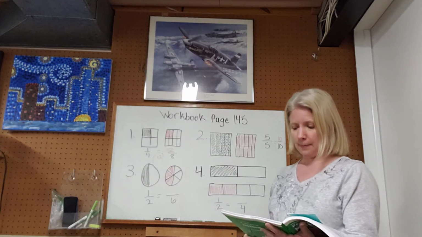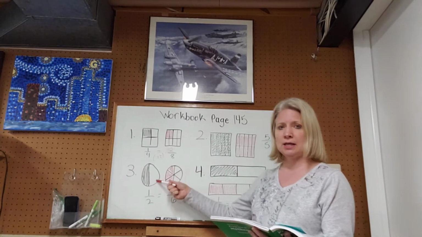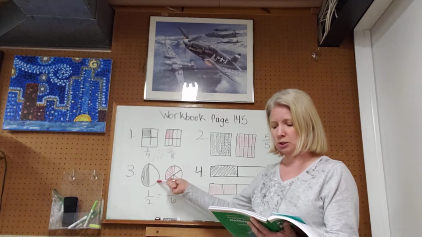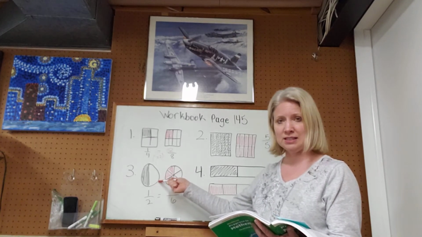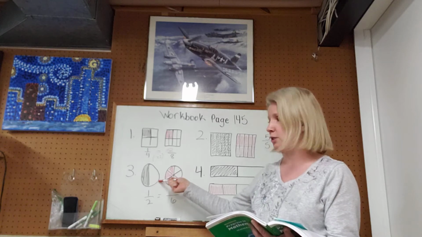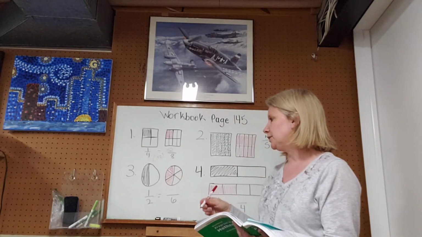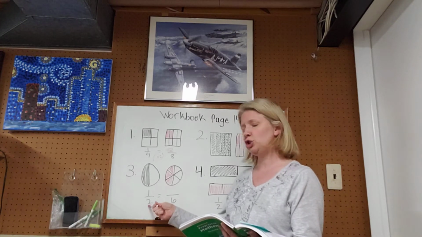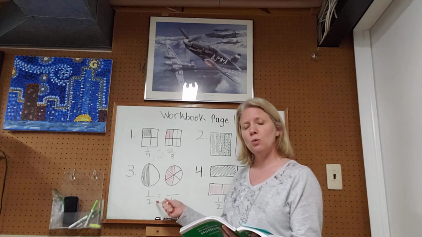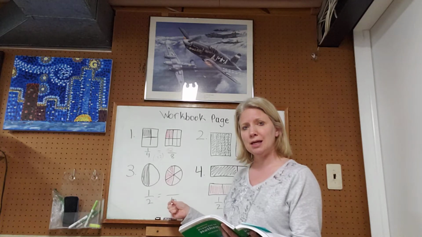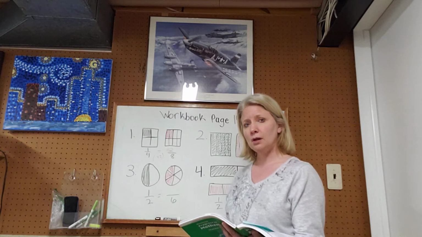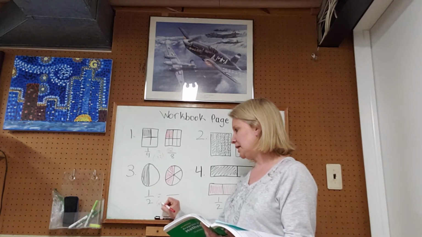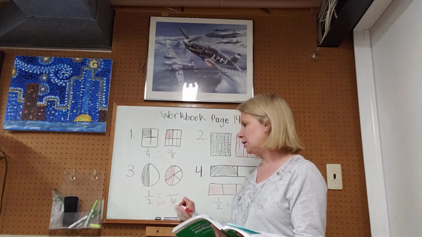Number 3, if you have half a pizza that's shaded, and you want to figure out how many out of the 6 pieces to get the equivalent fraction, think about what I did to the bottom, to 2 to get to 6. What did I multiply 2 by to get to 6? 2 times what equals 6? Well, it would be 3. 2 times 3 equals 6.